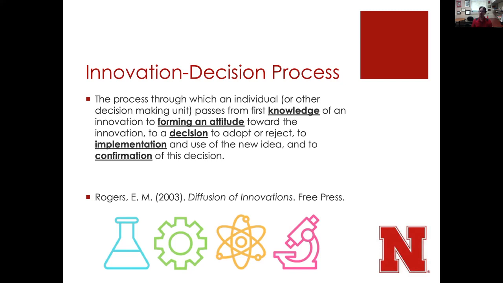So the innovation decision process is the process through which an individual or other decision-making unit, this could be a community organization, it could be an agricultural co-op, it could be an NGO, passes from first knowledge of an innovation to forming an attitude toward the innovation, to a decision to adopt or reject that innovation, to implementation of that particular innovation, and the use of the new idea, and then to the confirmation stage of the decision.